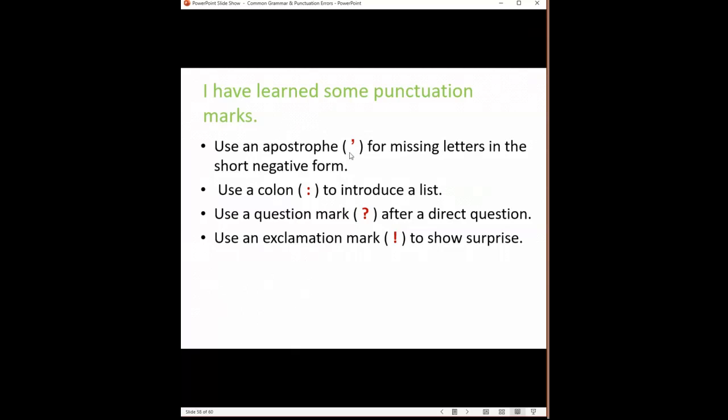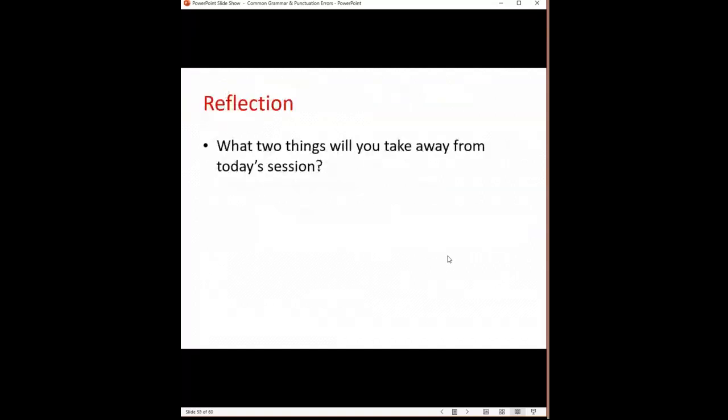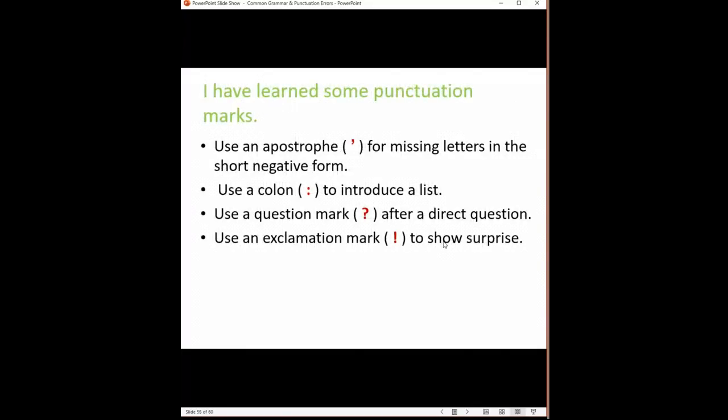So we use an apostrophe for missing letters in short negative forms, we use a colon to introduce a list, and we use a question mark after direct questions, or in questions in general. We use an exclamation mark to show that we are surprised. So these are the uses of the other punctuation. Thank you so much, Miss Maha.